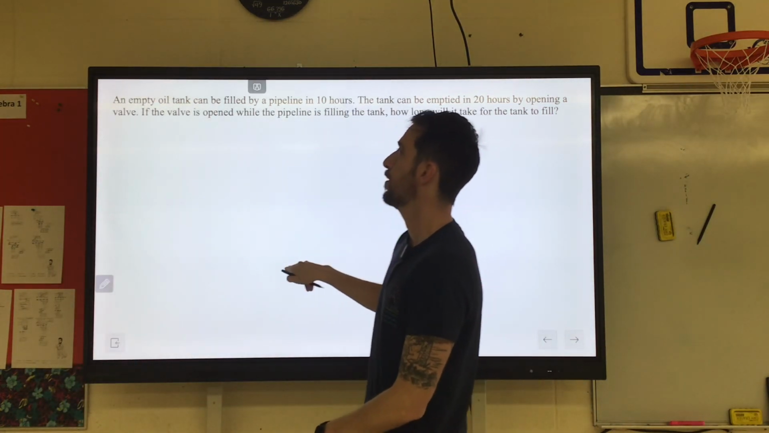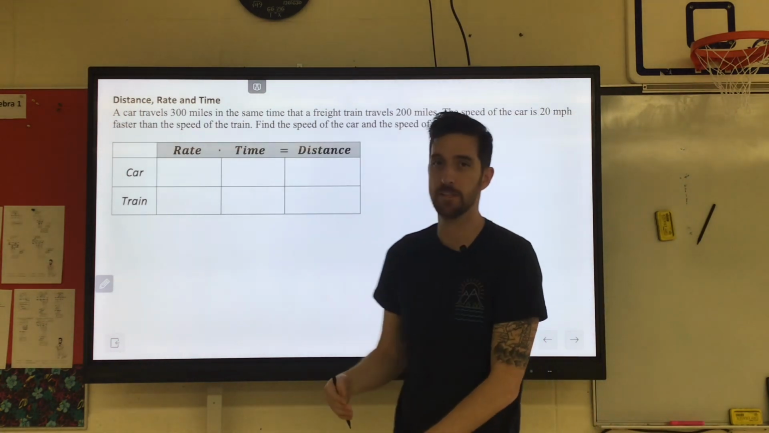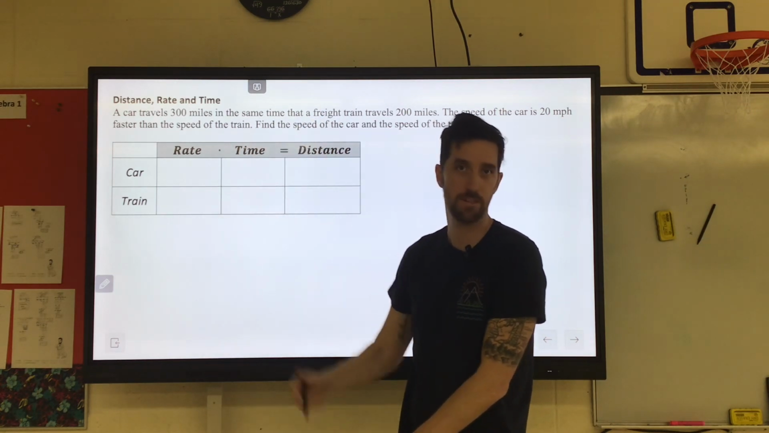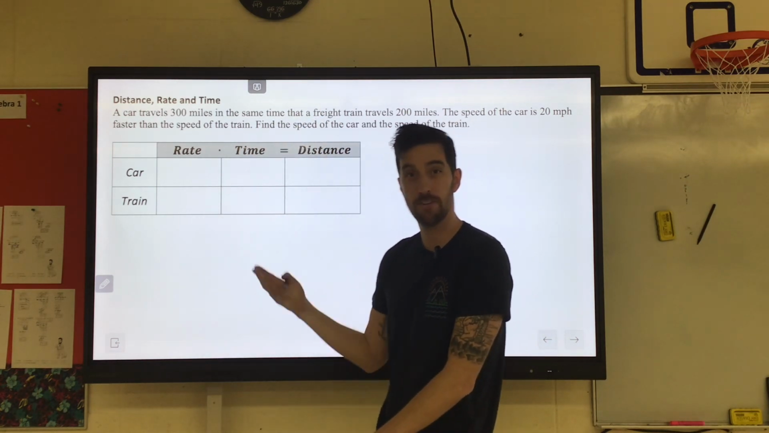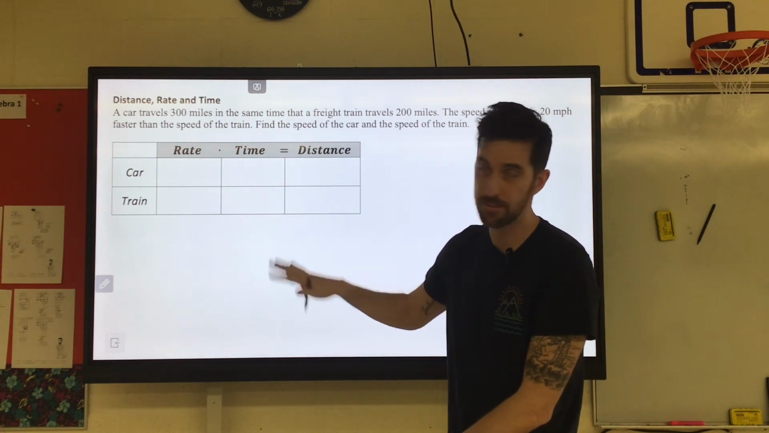The next type of problems we have are these distance, rate, and time problems. Now there's a formula that distance equals rate times time. That's a pretty important formula, and I found that the best way to solve these for me is to set up a chart like this.